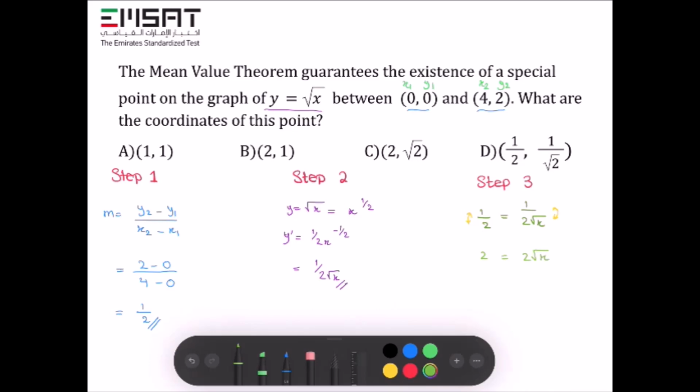Now, to have x alone on one side, we will have to divide each side by 2. 2 and 2 will cancel out here. We would be left with the square root of x equals 1, since 2 over 2 equals 1. And now we will have to get rid of the square root. How to get rid of the square root? We will have to square.